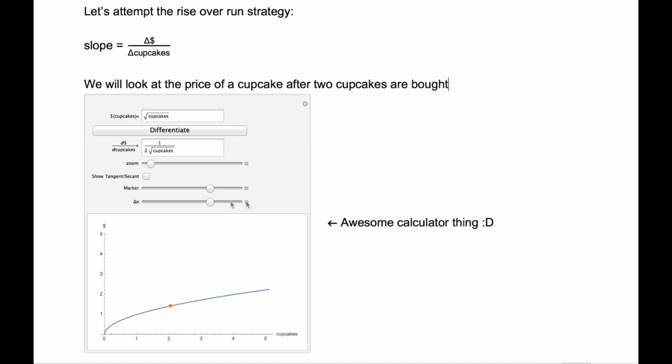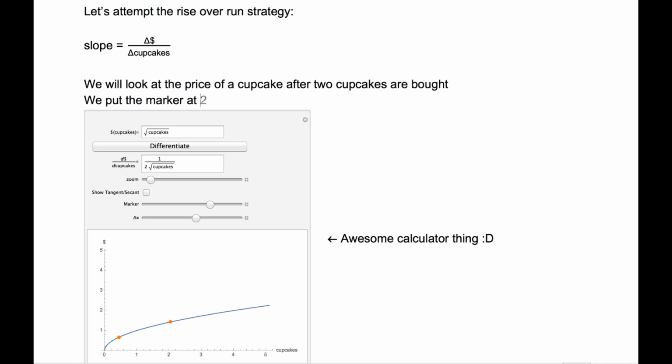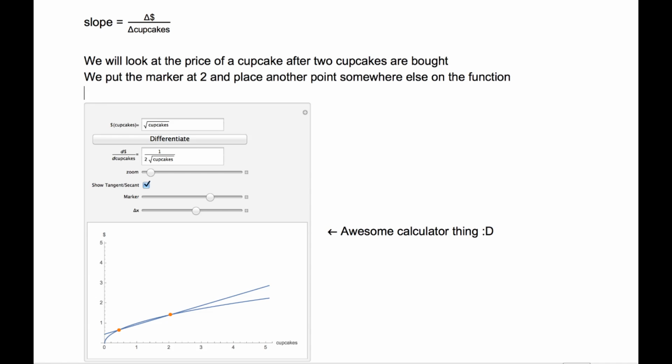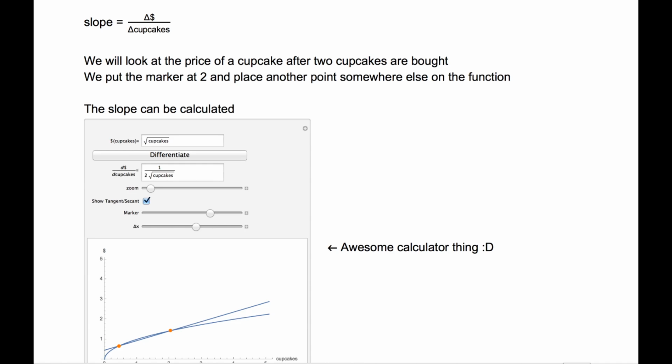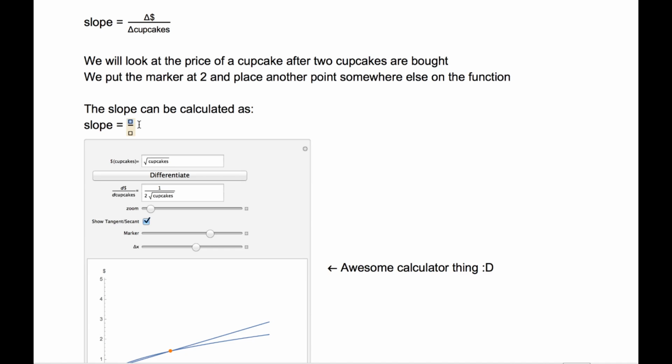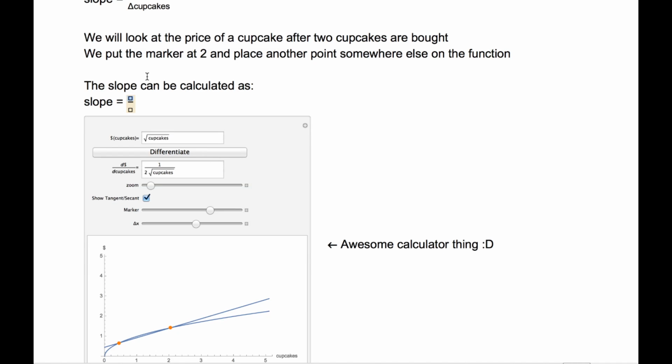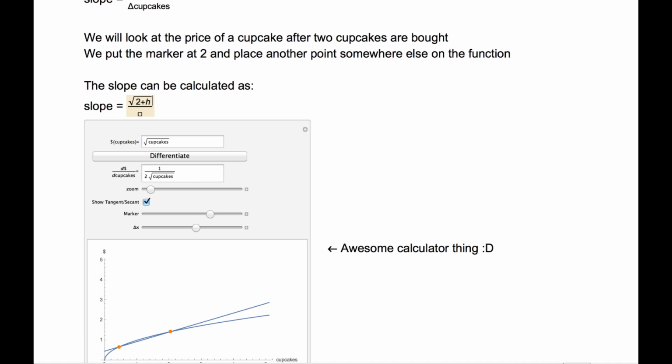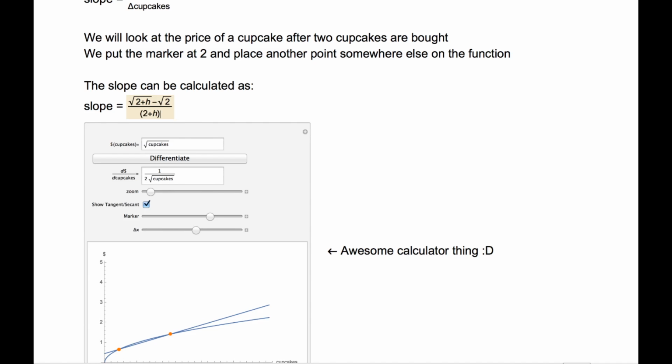Okay, so we're going to put one of our points over there at a 2, and we'll place another marker somewhere else, let's say near 0. So the slope, we can calculate the slope as, let's say the first point is 2, and the other point is 2 plus h. Well, the slope is going to be the function at 2 plus h minus the function at 2, and then 2 plus h minus 2 will be the denominator. So that's delta y over delta x for you.